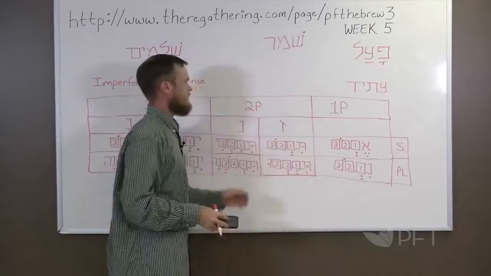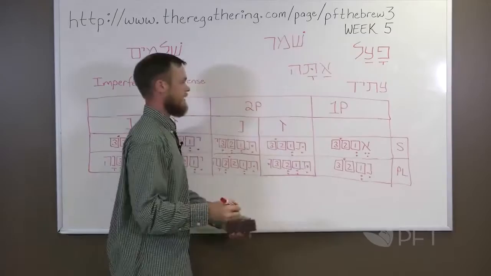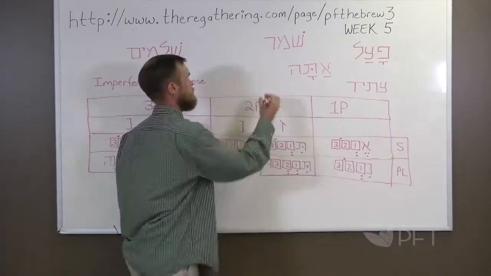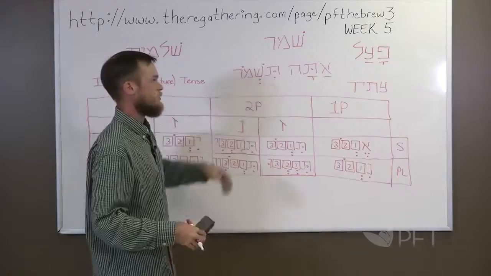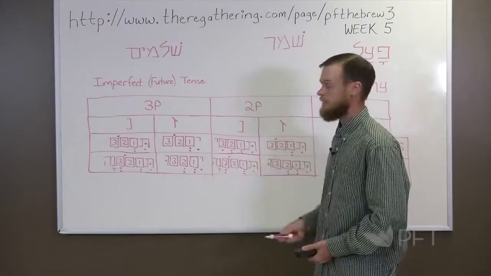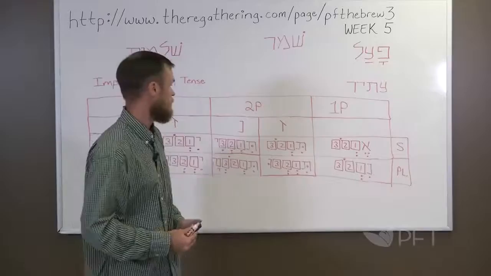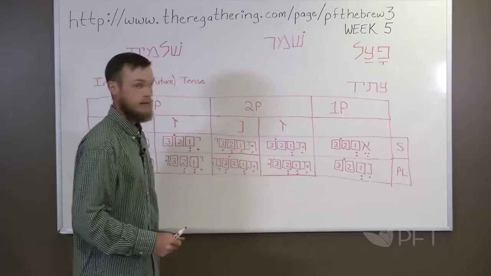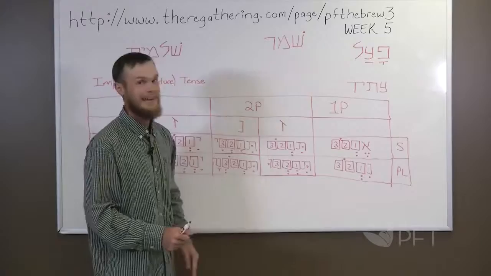Second person, masculine singular, so ata. Ata tishmor. At, you feminine singular, tishmeri. Tishmeri is how we would pronounce that. You feminine singular will keep. And ata tishmor is you masculine singular will keep. Okay, atem tishmeru, aten tishmor na. So you will keep, a group of men, atem tishmeru. Aten, group of women, tishmor na, you will keep.